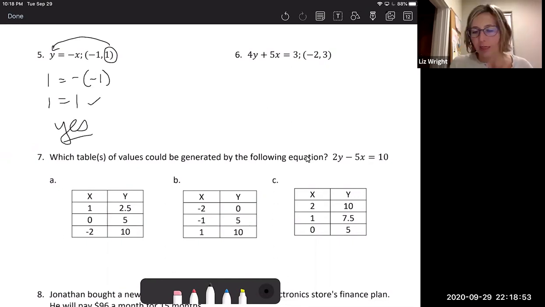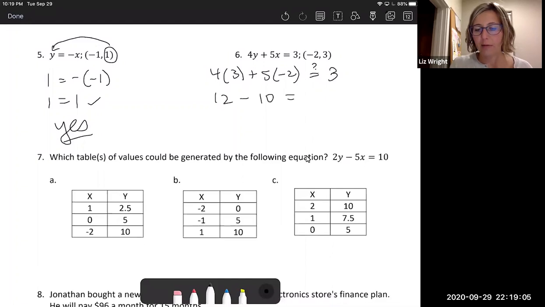And then here we've got 4 times 3 plus 5 times -2. Does that equal 3? So here we've got 12 minus 10. And so we've got 2 does not equal 3. So this one's a no.